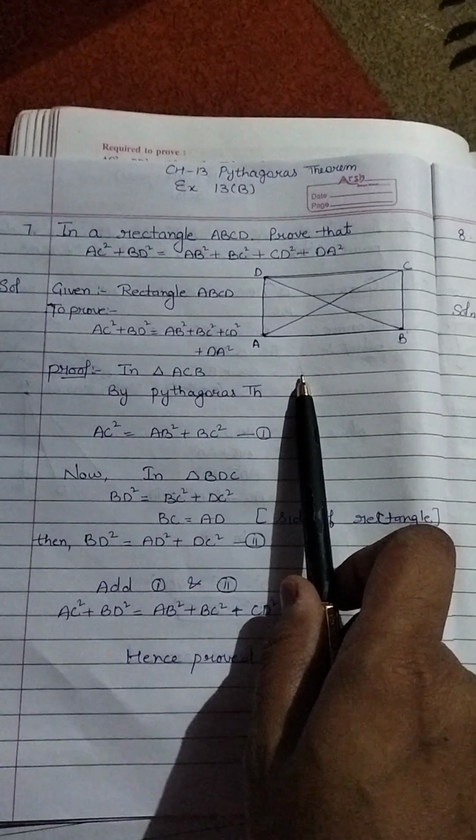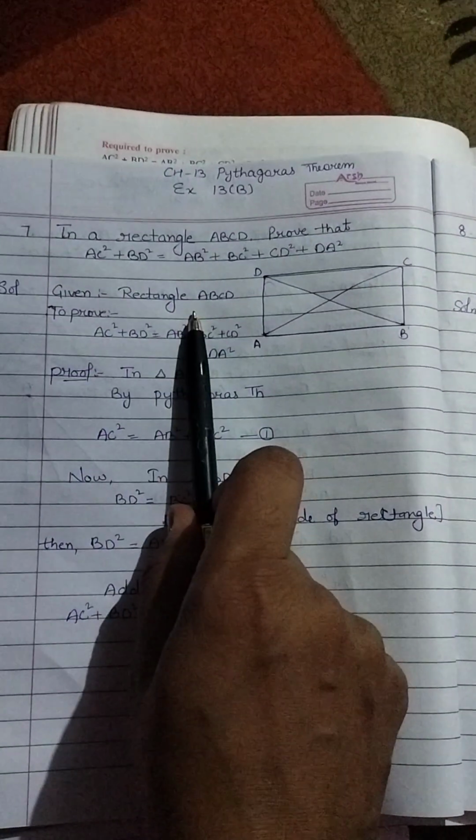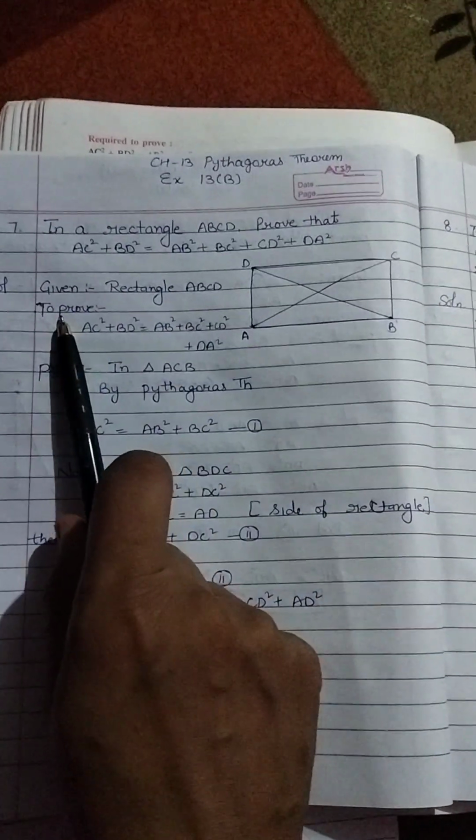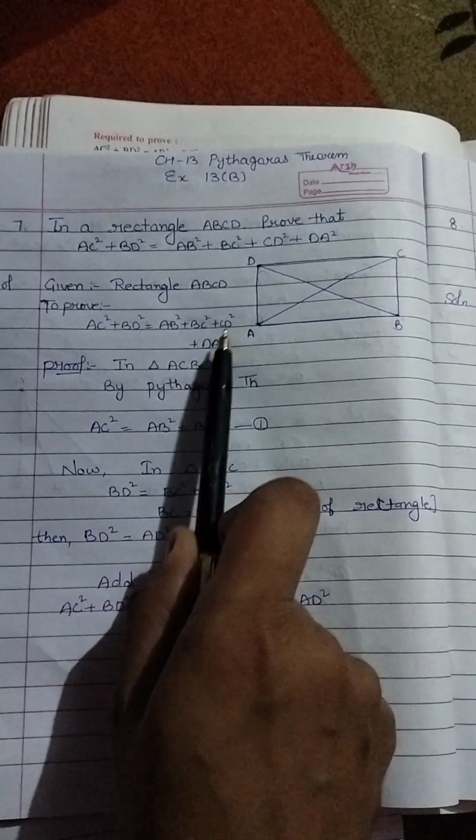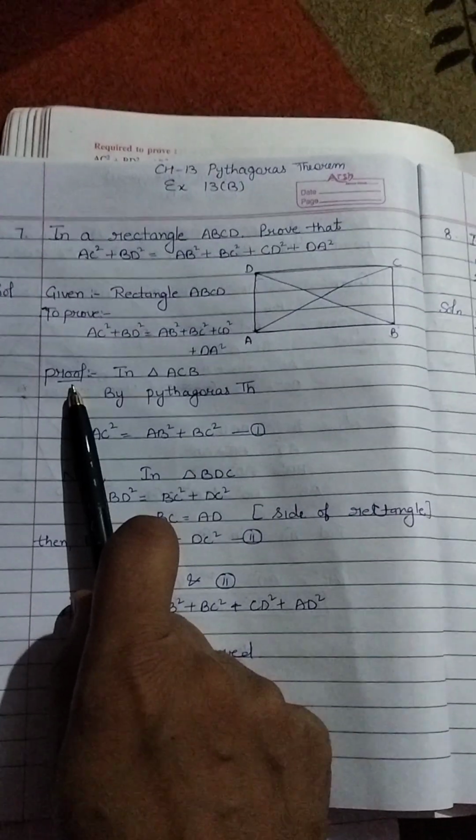So first we write the given. What is given? Rectangle ABCD. What we have to prove? AC square plus BD square is equal to these terms, and now we have to prove this.